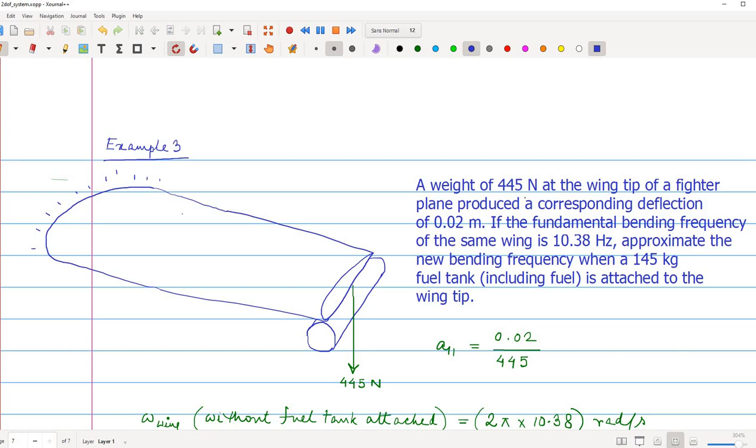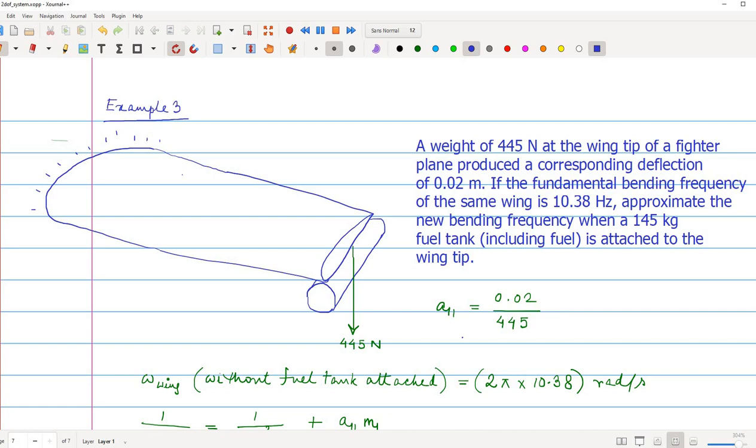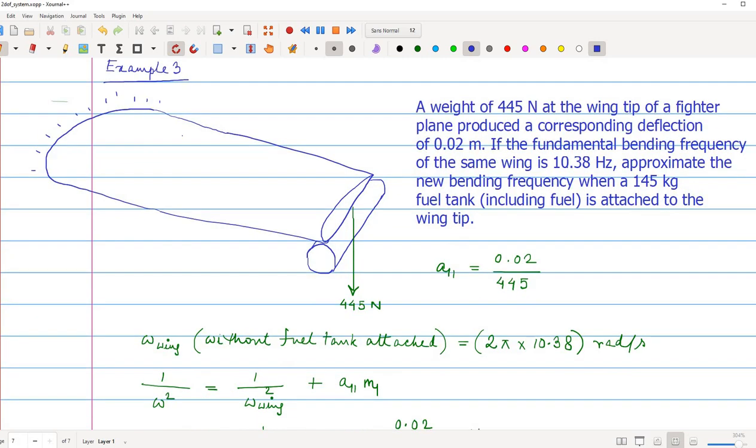Now when they give this, that this much weight here gives the deflection of this, that means they are actually giving you the flexibility of this point. So the flexibility of this point is this. Okay, now they are telling you that the fundamental bending frequency of the wing is, that means without the fuel tank, without the mass of the fuel tank, just due to the mass of the wing itself and the stiffness of the wing, this is the bending frequency. And now when the tank is attached to the wingtip, what would be the new bending frequency?